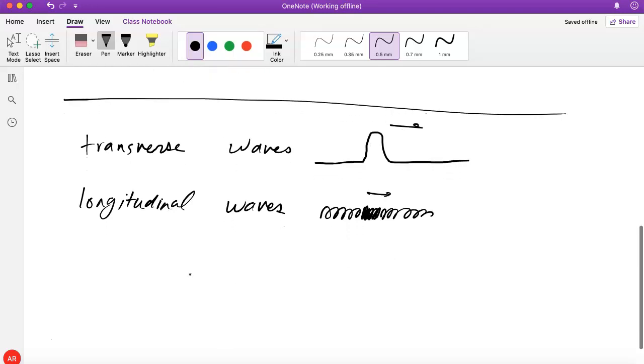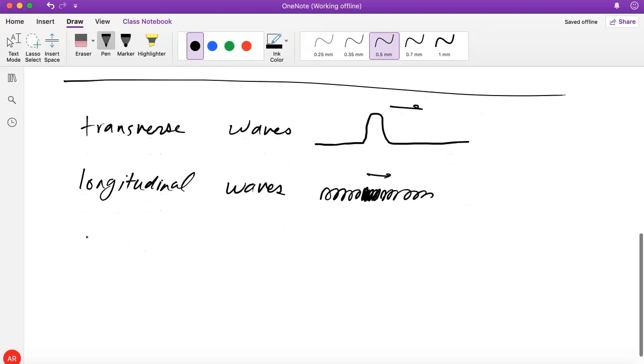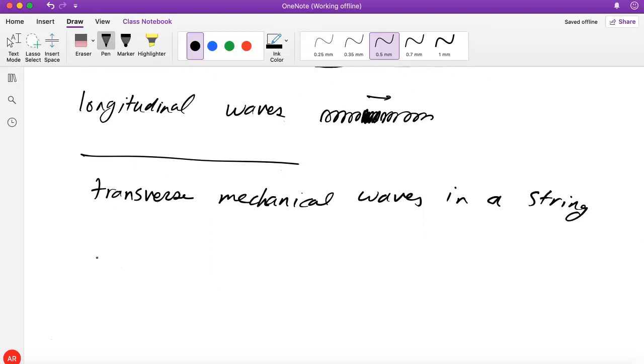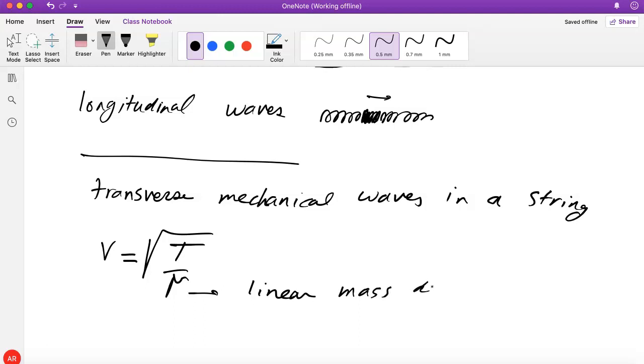We talked a little bit about transverse waves, mechanical waves in a string. We talked about the speed of propagation of the wave, which was the square root of the tension divided by the linear mass density, mass divided by length. This was tension.